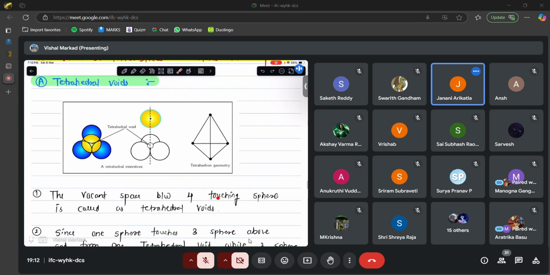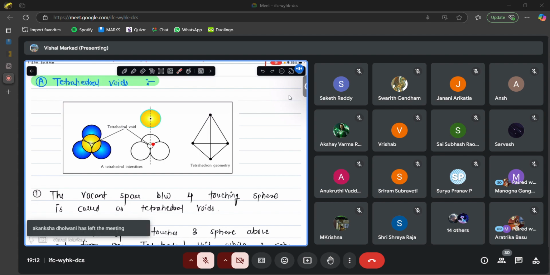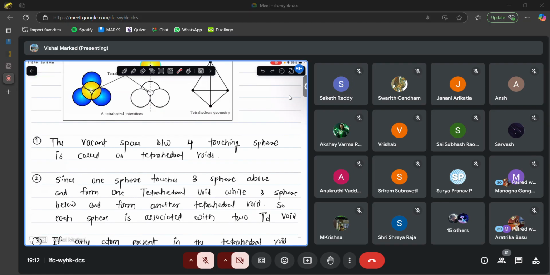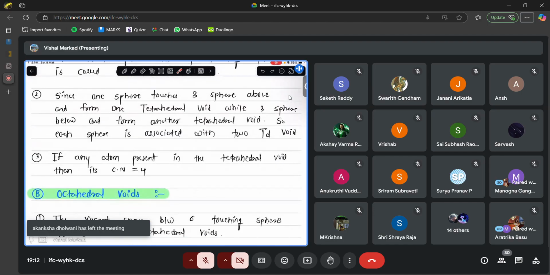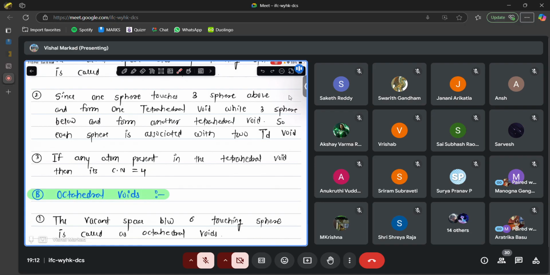So a tetrahedral void is the vacant space between four touching spheres, three at the bottom and one kept on top. At the center there will be some space. That is only the theory part I have written here, like how we are getting it. Now, if I keep an atom in a tetrahedral void, what will be the coordination number of that atom? Four, because that space is surrounded by four atoms.